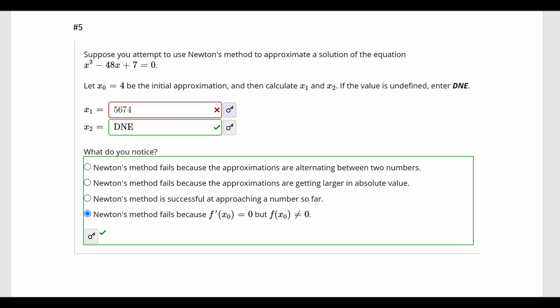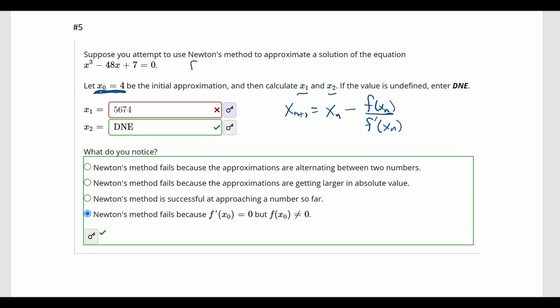For this next one, number 5 from Newton's method, it says, suppose you attempt to use Newton's method to approximate a solution of the equation x cubed minus 48x plus 7 equals 0, and let x sub 0 be 4. So your initial value is 4. We want to come up with x sub 1 and x sub 2, and if it's an undefined value, enter does not exist. Again, x sub n plus 1 is x sub n minus f of x sub n divided by f prime of x sub n.